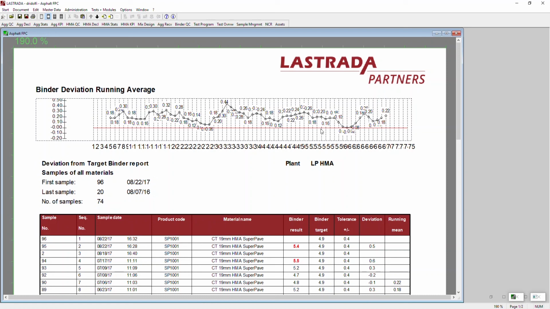But when you take a step back and you look at this data set, you see they're consistently producing above the submitted target. Now, we don't have VMA data, we don't have VFA data, we don't have dust proportion data. But if any of those specs were in play, I suspect that this deviation from target for the binder content also influences their ability to make those values as well.